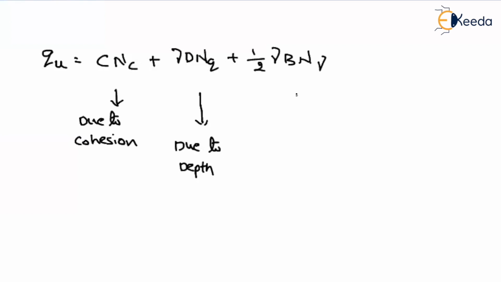Similarly, if you see this term, can you tell me what the term there is? B. B is nothing but width. So we can say simply, due to the width of the footing. Right? So the first term is due to cohesion, second is due to depth, and the third one is due to width. Okay. So always while finding this bearing capacity, we have to consider the effective parameters. We should not consider the total stress parameters. Always we have to consider the effective parameters while evaluating the bearing capacity equations.